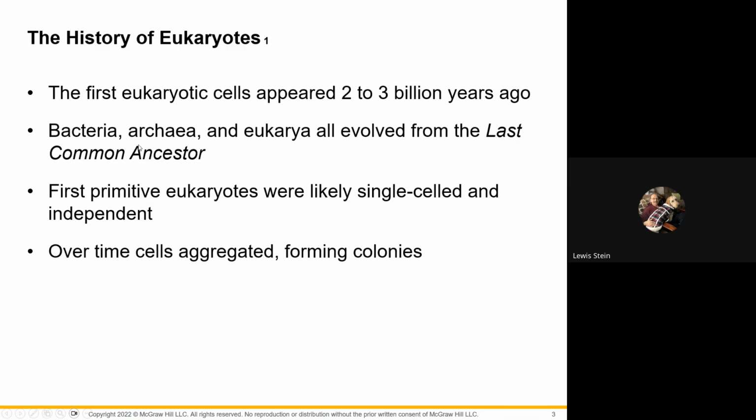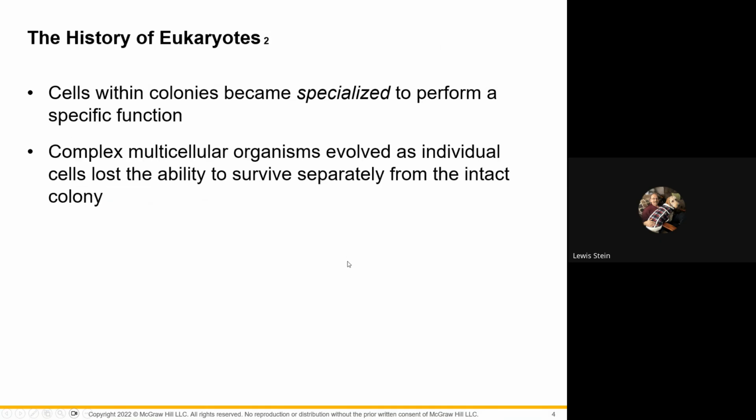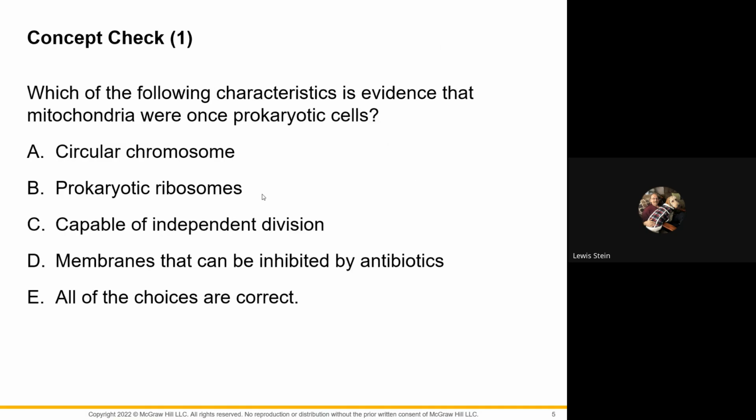So theoretically, we've all evolved from whoever this ancestor was. Okay, we're likely single-celled and independent. Over time, cells aggregated and formed colonies. They became specialized. Multicellular organisms evolved, and lost the ability to survive separately from the intact colony. Okay with me. If that's what they're saying, we can buy that.